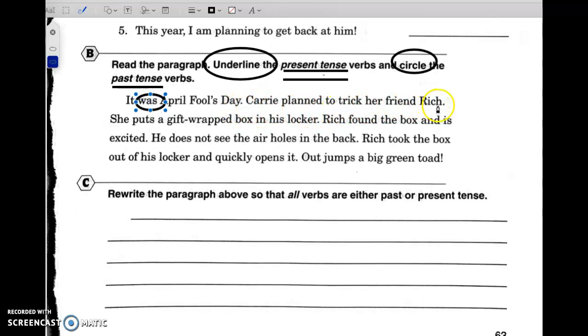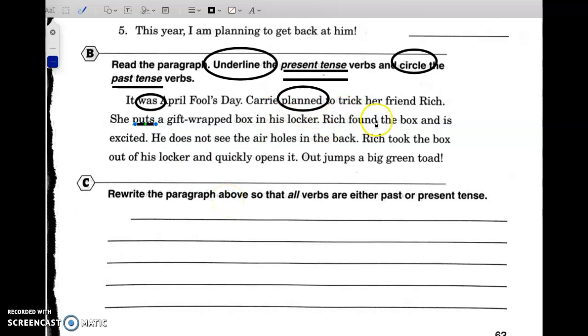Carrie planned to trick her friend Rich. Our subject-verb pair here is Carrie planned. Today, Carrie plans. Yesterday, Carrie planned. That's past tense, and our directions say to circle the past tense verbs. Let's do one more. She puts a gift-wrapped box in her locker. Our subject-verb pair is she puts. Today she puts, yesterday she put, tomorrow she will put. So today she puts. That's present tense, and we need to underline the present tense verb right there.